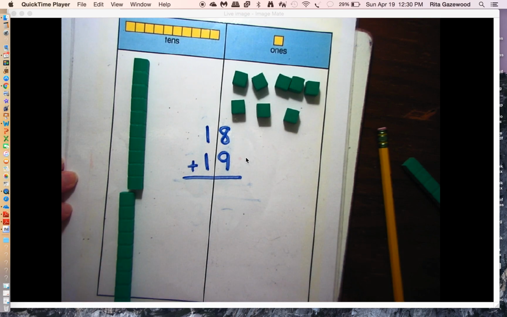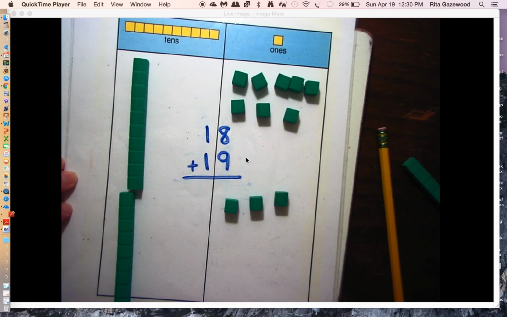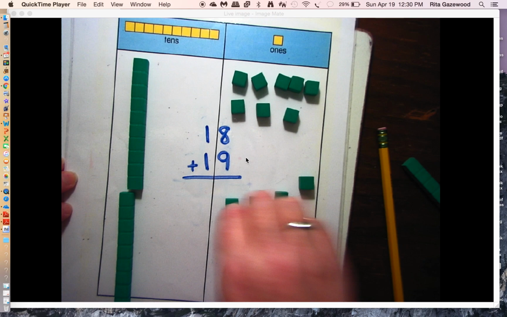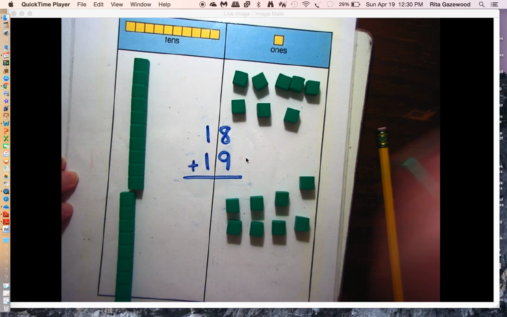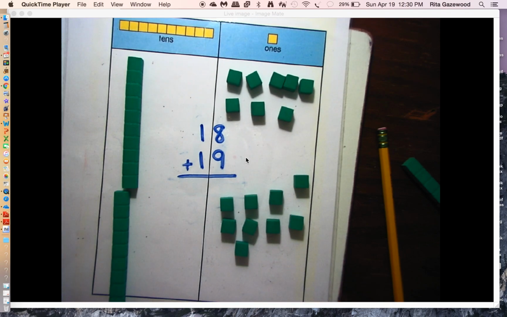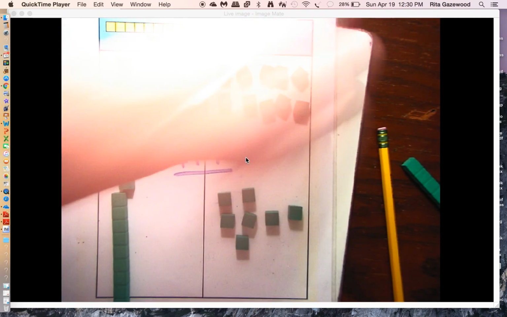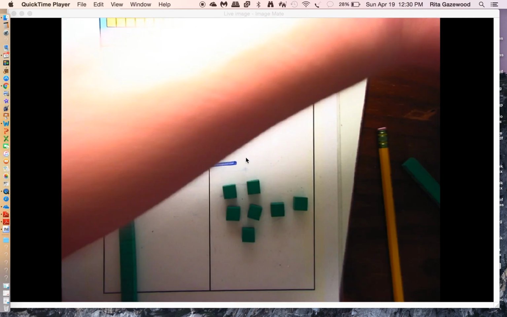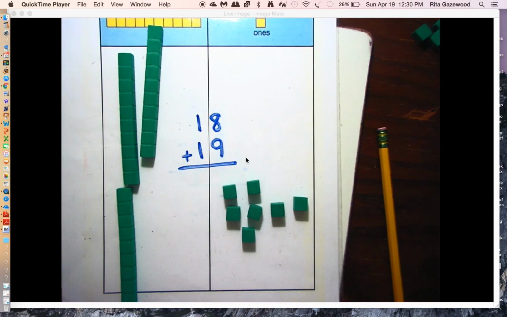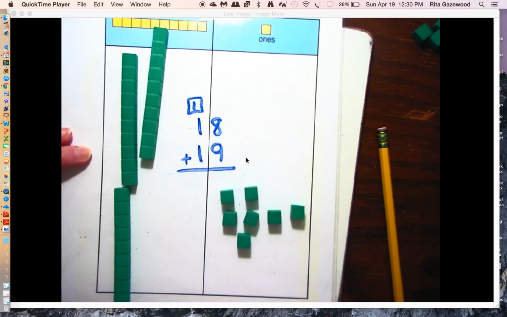So I've got 1 ten, 1, 2, 3, 4, 5, 6, 7, 8, 9. Now when I look at that, that looks like more than 10. So I'm going to see if I can make a ten. So I have 8, 9, 10. Yes, indeed, I have enough for 10. So I'm going to take those ones and regroup and trade them for a ten. Now when I do that, I'm going to make sure I show it in my algorithm. I'm going to add it in that magic box.